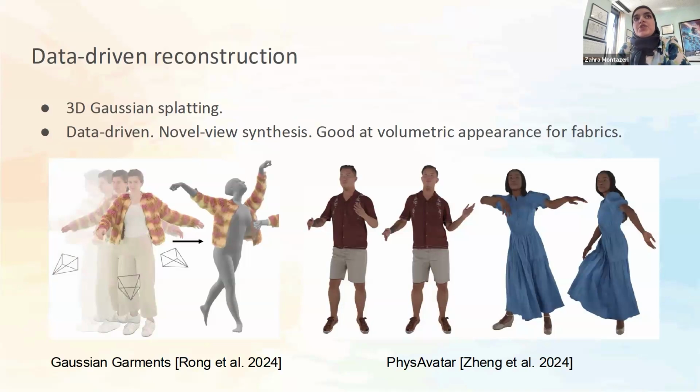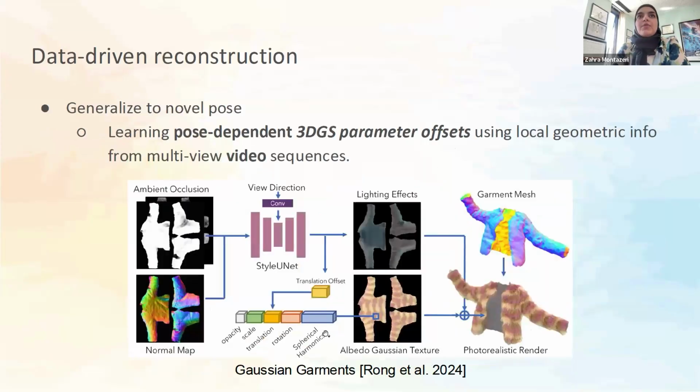In data-driven reconstruction, you actually have point clouds being captured. So everything has been measured. For example, you can use 3D Gaussian splatting in order to fit your model. And this is, of course, data-driven. You can do novel view synthesis because you basically have the control points of the whole object. So you can move around, and it's good for volumetric representation of fabric, because again, you have the whole 3D representation of it. And these are two example papers doing the same thing.